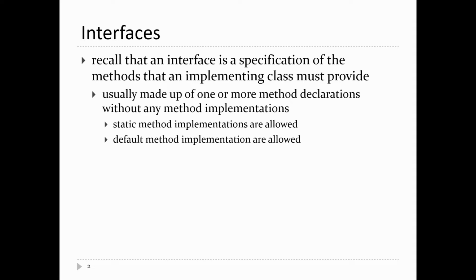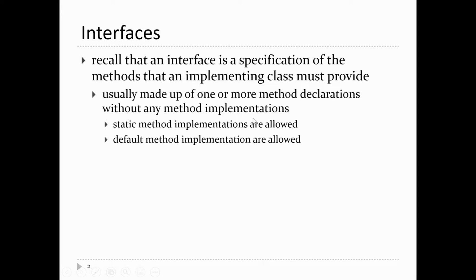You can have something called an interface, which we've already seen in the course. Remember what an interface is? It's just a bunch of methods with no implementation. An interface is just a specification of the methods that an implementing class must provide. So specification, not implementation. Usually an interface is just one or more method declarations, no method implementations.